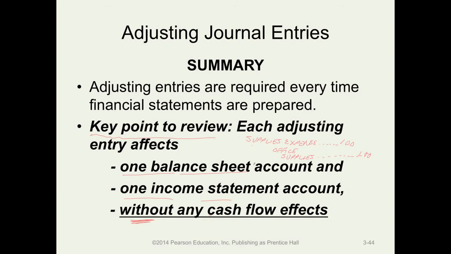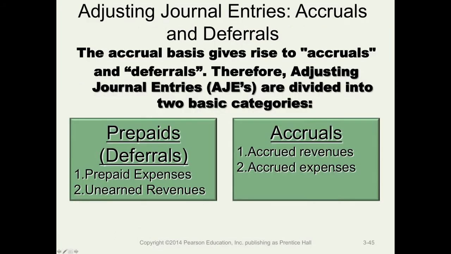The balance sheet account was office supplies. The income statement account was the supplies expense. And of course, no cash is involved. And again, notice what it says here. It is one balance sheet and one income statement account. Now, there are two categories of adjusting journal entries: accruals and deferrals.